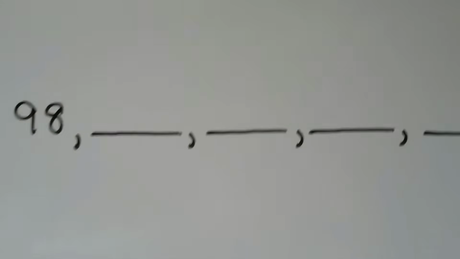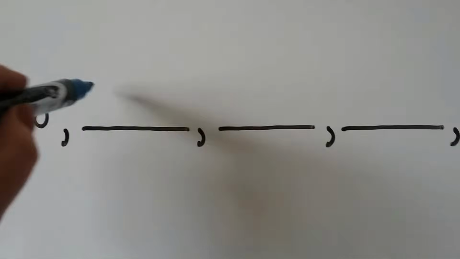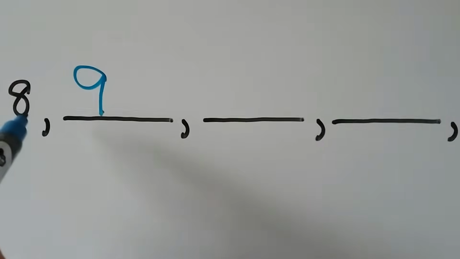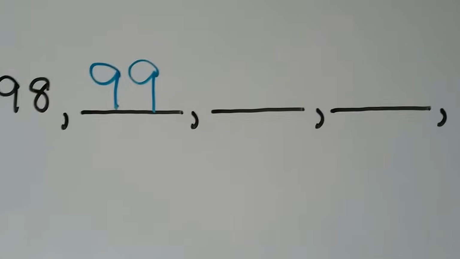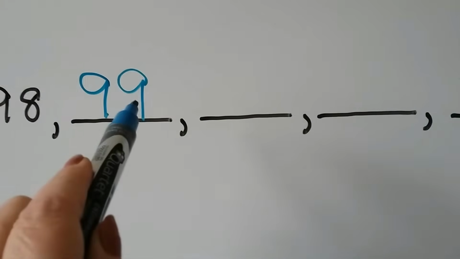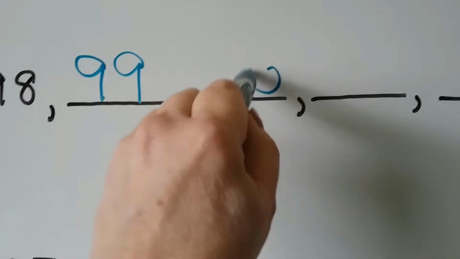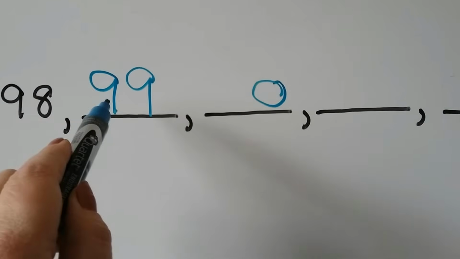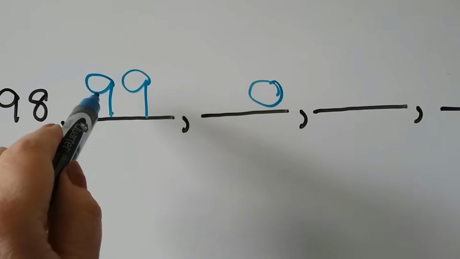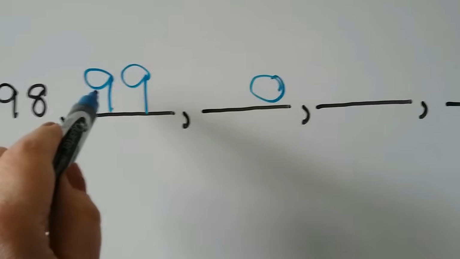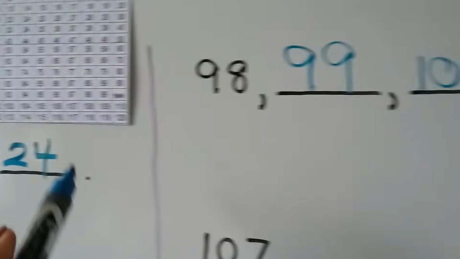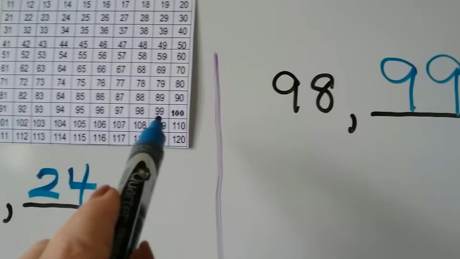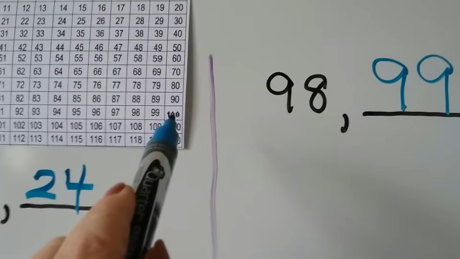Let's try some more. We have 98. We're going to have 9 tens, and the ones are going to go up by 1, so we're going to have 99. But now what happens? We have 9 in the ones place, so we know it's got to be a 0, but then that means this 9 has to go up by 1. Well, if this 9 goes up by 1, it's going to be a 10, and that's how we get to 100. When we look at our 100 chart, it goes from 99 to 100.